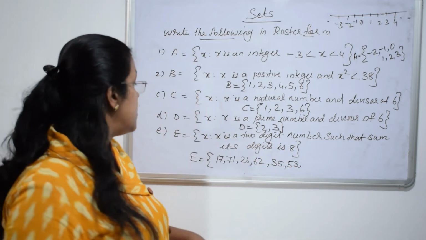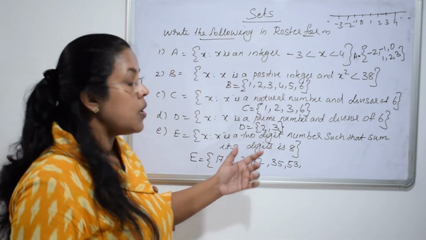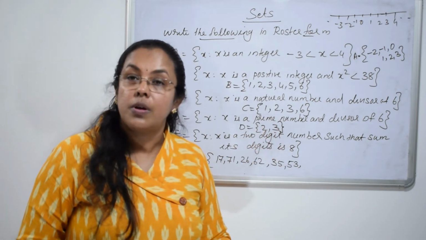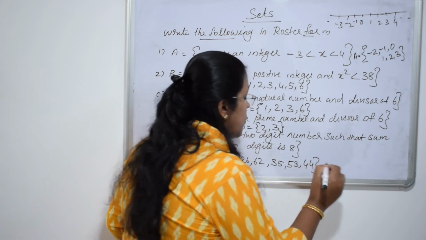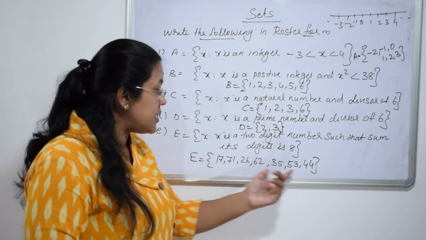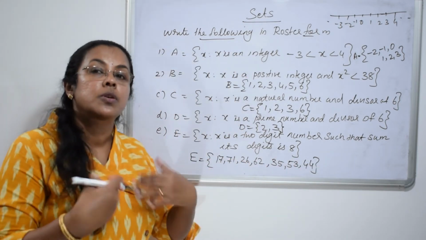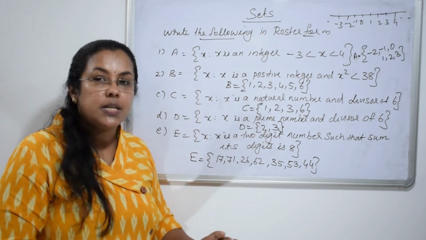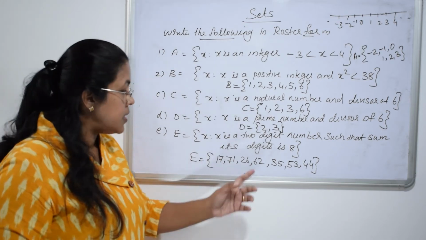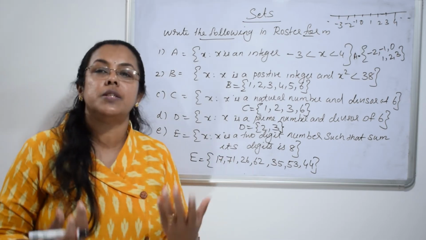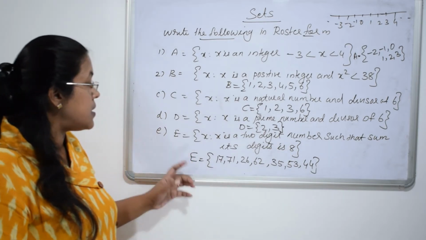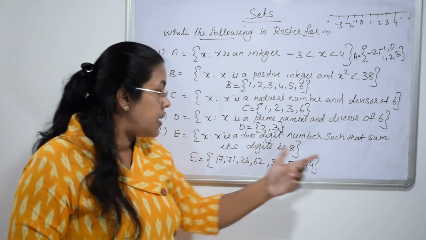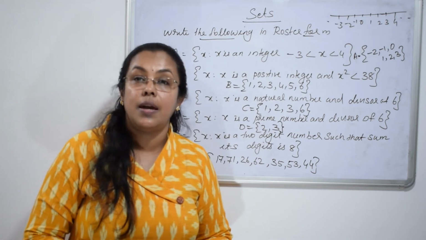Last, 4 plus 4 is 8. 44. All the possibilities are written here. 17, 71, 26, write it in reverse order, 62, 35, write it in reverse order, 53, 44. These are the 2-digit numbers whose sum is 8.